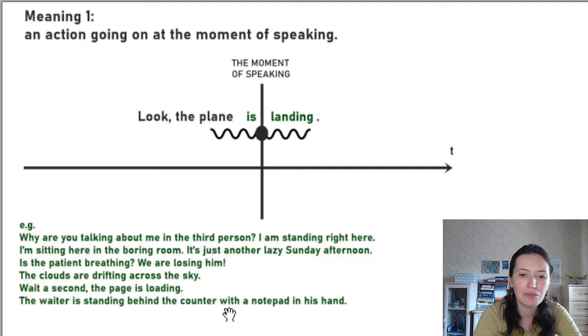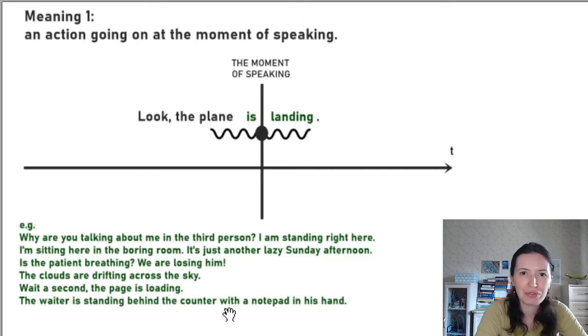So you can see on the timeline that, for example, there is a sentence, look, the plane is landing. It means I'm standing on the field and I look at and I observe the action of landing made by the plane just as it goes on, right? And other typical examples here will be about the situation when 2 people are talking about you and you don't understand why they are doing that because you're standing right there. So you say, why are you talking about me in the third person? I'm standing right here. So present moment of speaking.